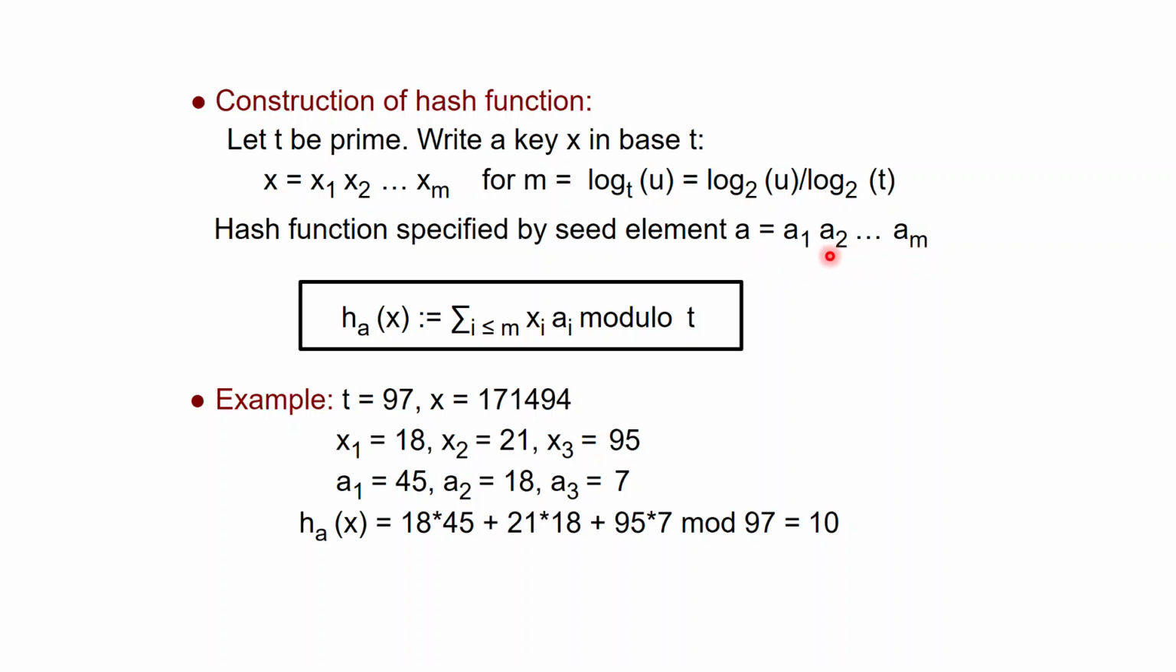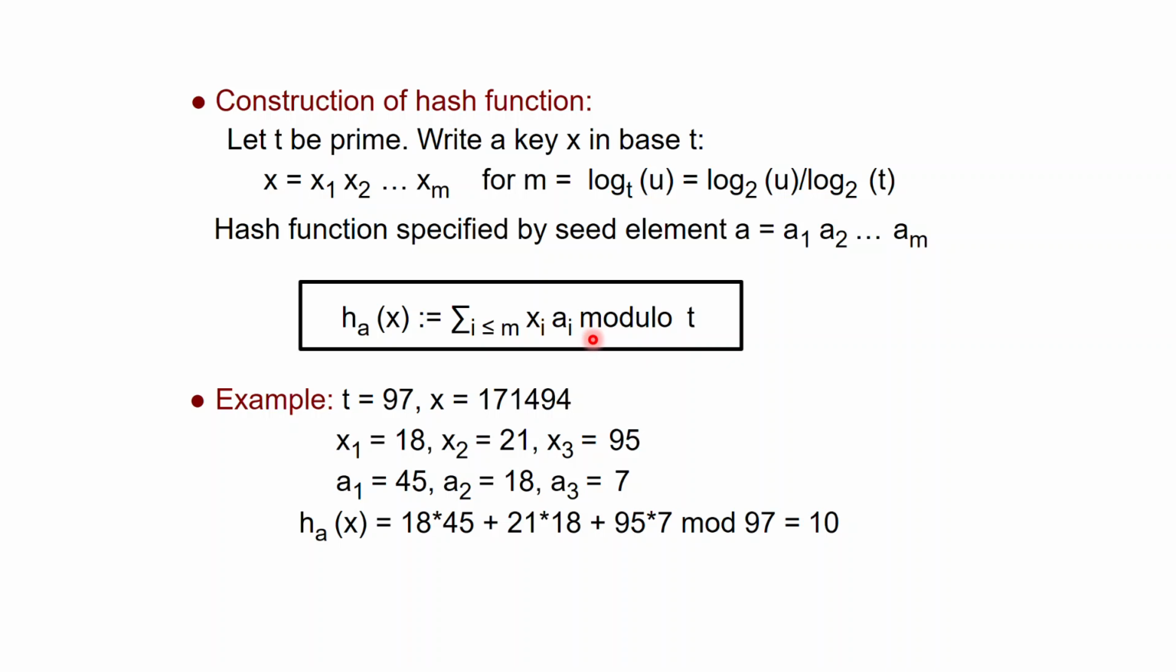So a will consist of m digits in base t, and here is the entire description of the hash function now. On an input x and the seed a, the hash function is going to sum, for i that goes from 1 to m, the product of the ith digit of the key and the ith digit of the seed a. It sums all these products, and takes the final sum modulo t.